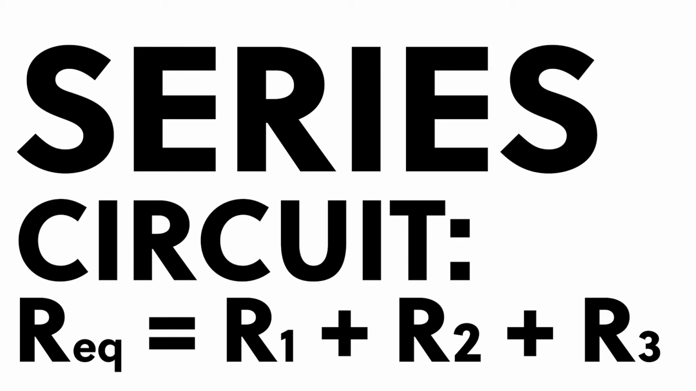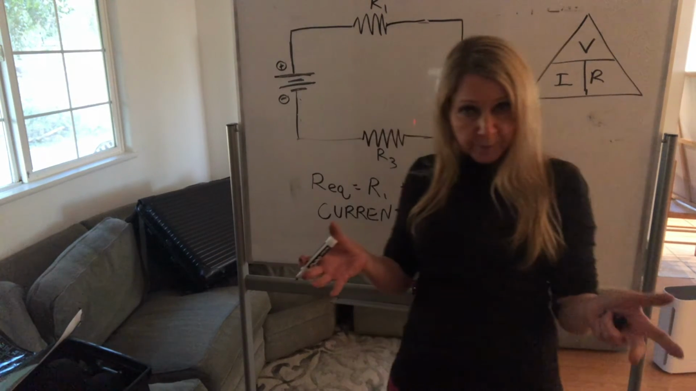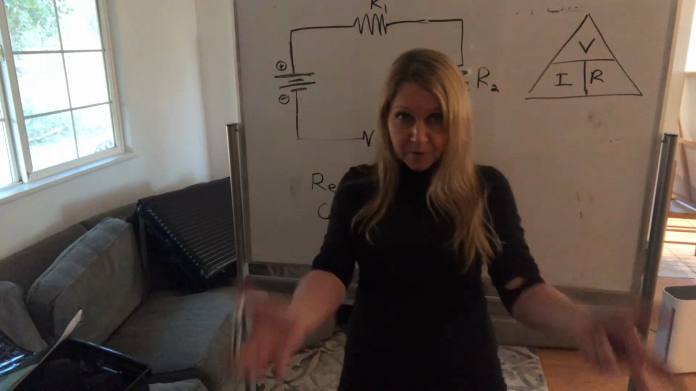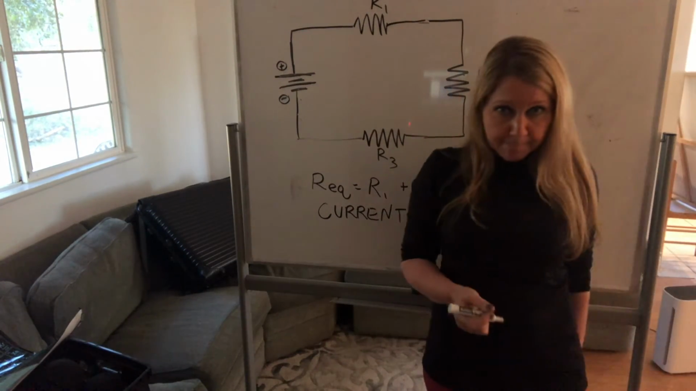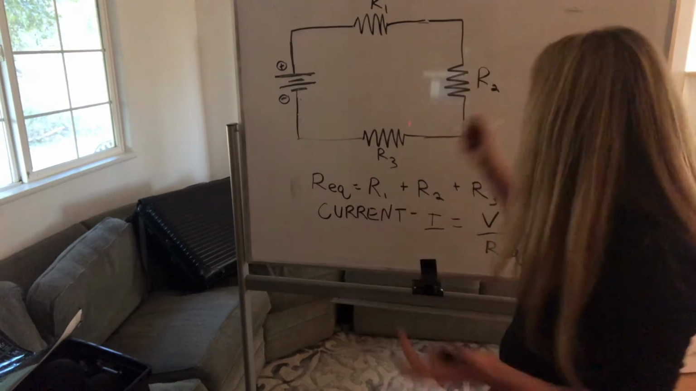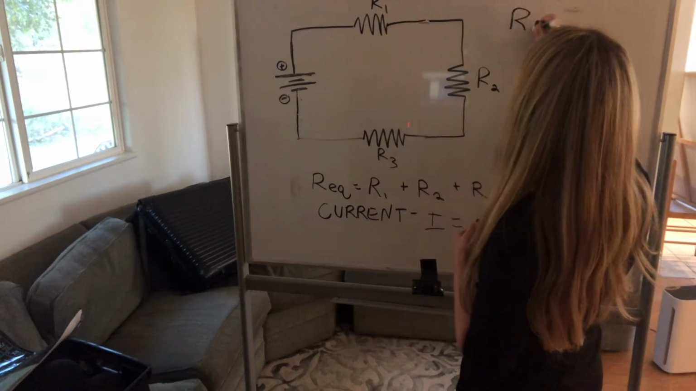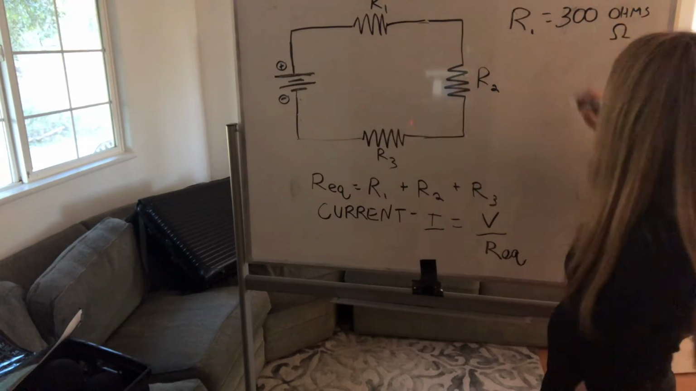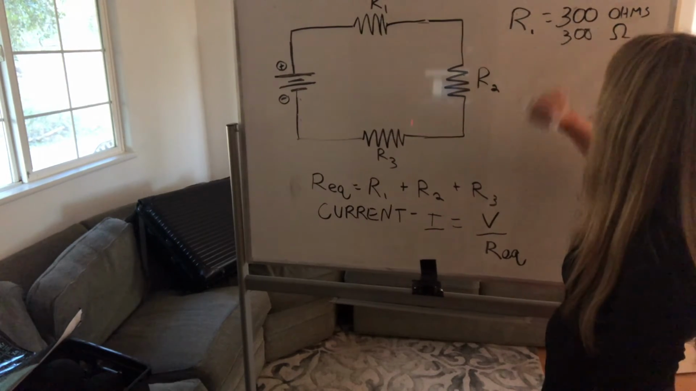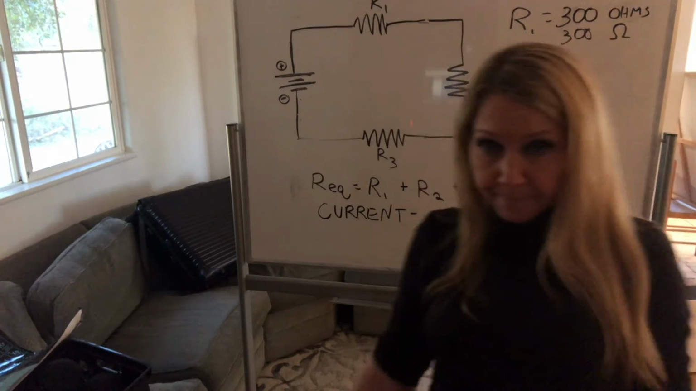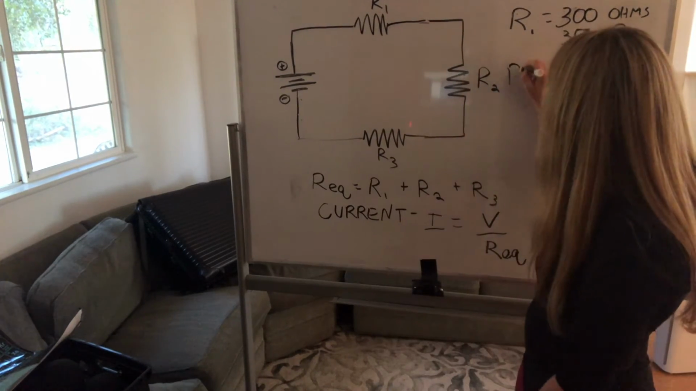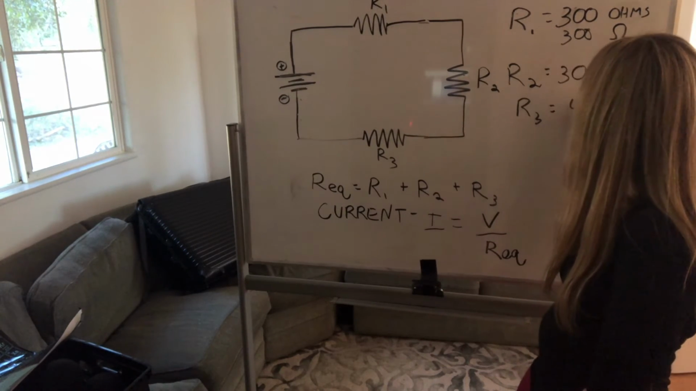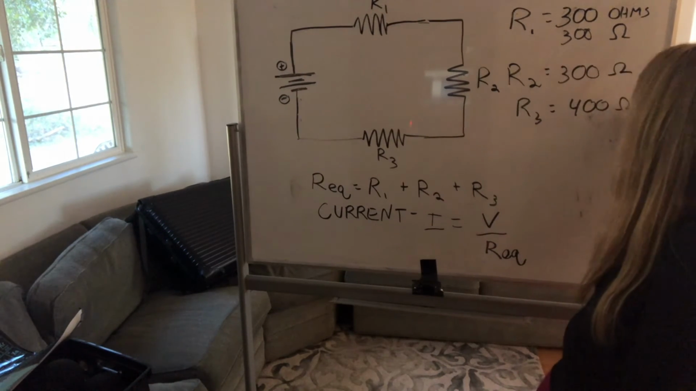Okay, let's say we're given the resistance. Okay, so we're going to give it an example here. This is a practical. We're going to say resistance 1. We are told it's 300 ohms for R1. Remember, ohms, we use an omega sign to indicate that. So it's 300. Resistor 2 is 300. Resistor 3 is 400 Ω.